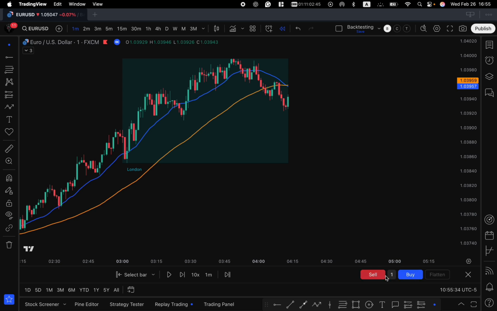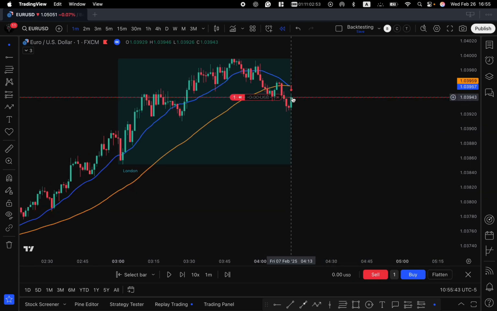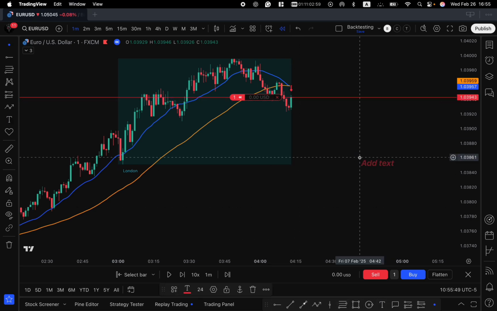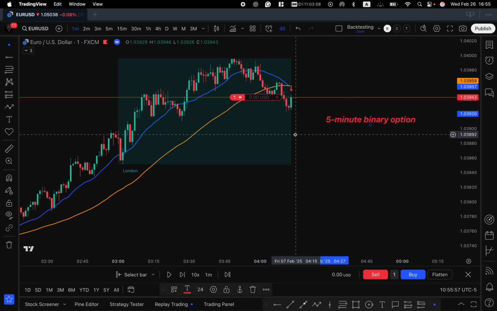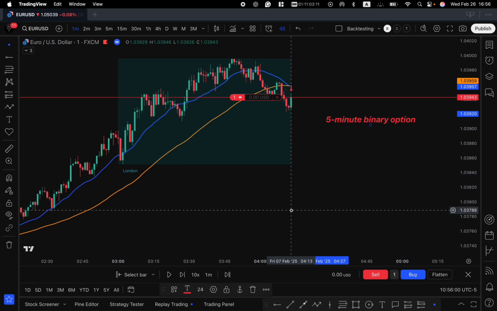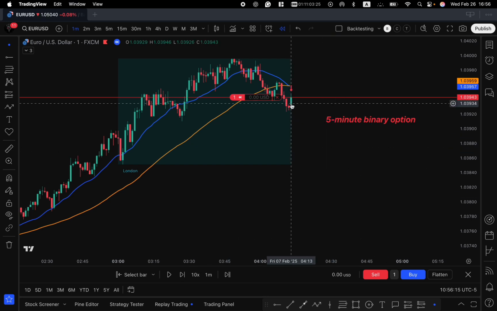Just note that this is TradingView and you can't trade binary options obviously right here, but I will select the sell button just for you to see where we have entered. And our expiration time is 5 minutes. We're basically trading a 5-minute binary option right now. Okay, so right now is 4:13, and we will skip 5 candles to see if we end up in profit or loss. After 5 1-minute candles, the 5-minute binary option will expire because we've entered right here.